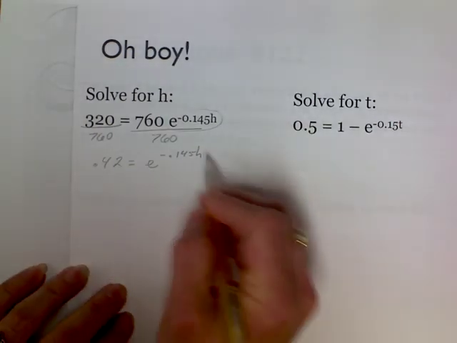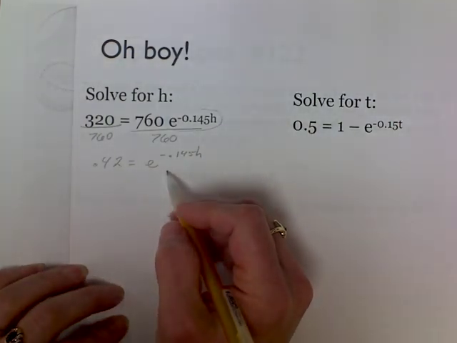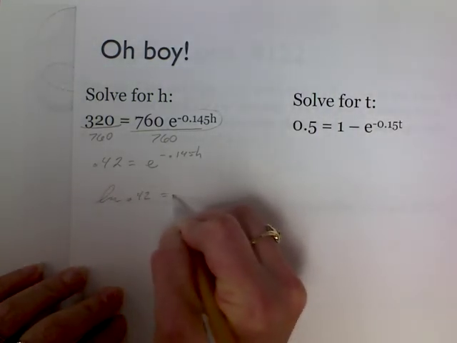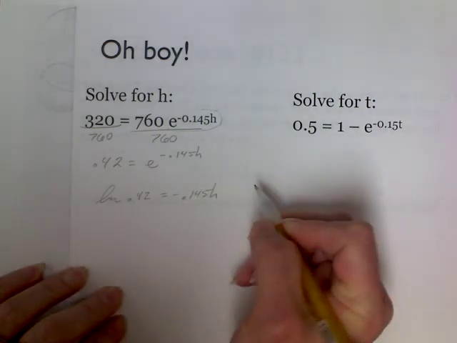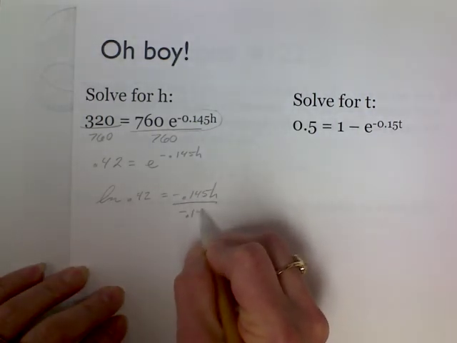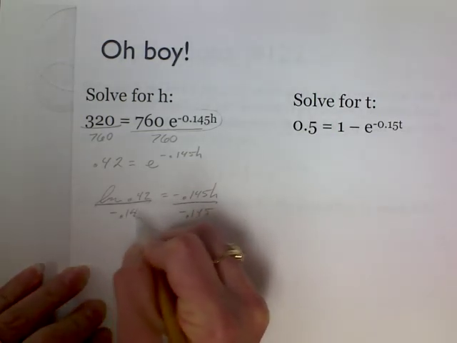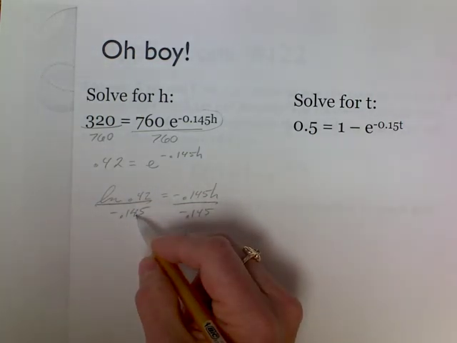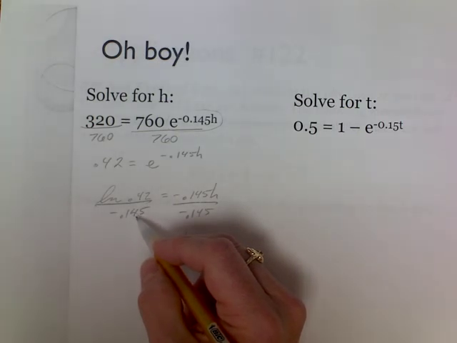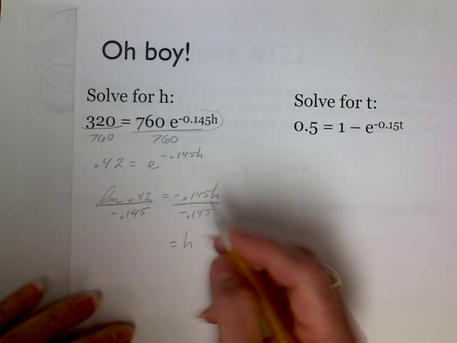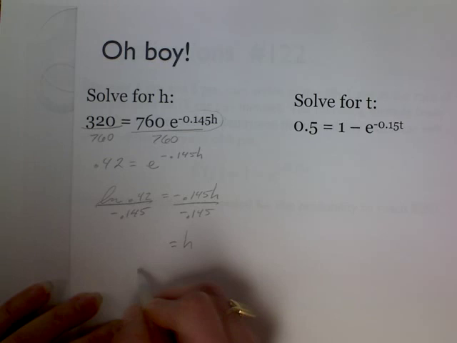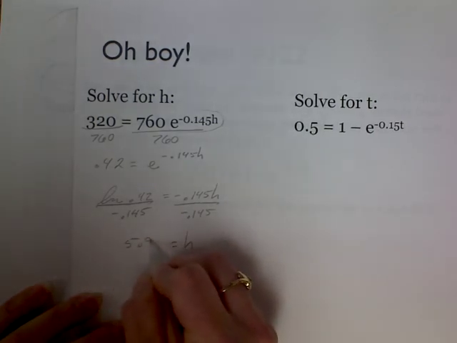Okay. Now we're ready to turn this into log form. It's a base of E, so it's ln of 0.42 is negative 0.145h. We're going to solve for h, so divide. This, you may put your calculator to use now. So we're going to do ln of 0.42 divided by negative 0.145. And if I didn't make any typos, well, looks good. All right, I got 5.98.